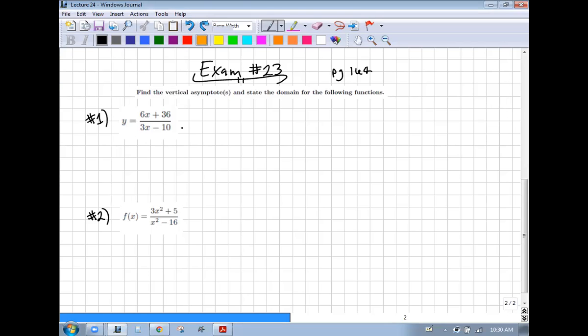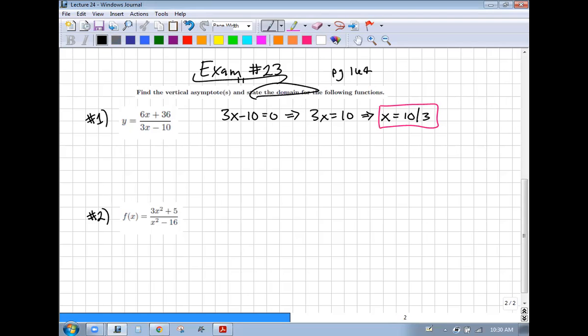Vertical asymptotes, remember, that's where you get 0 on the bottom. All right, so if 3x minus 10 is 0, then 3x is 10, or x is equal to 10/3. So that's where the vertical asymptote is.